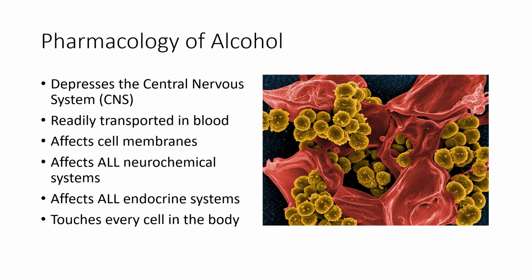A little bit about the pharmacology of alcohol. It depresses the central nervous system. It is readily transported in the blood because it mixes so readily with water. It affects cell membranes. It affects all neurotransmitter and neurochemical systems. It affects all endocrine systems. And no cell in the body is more than 4 cells away from a primary blood source, and every cell is nourished by blood. Therefore, when alcohol enters the mouth and gets into the bloodstream, it will touch every cell in the body.